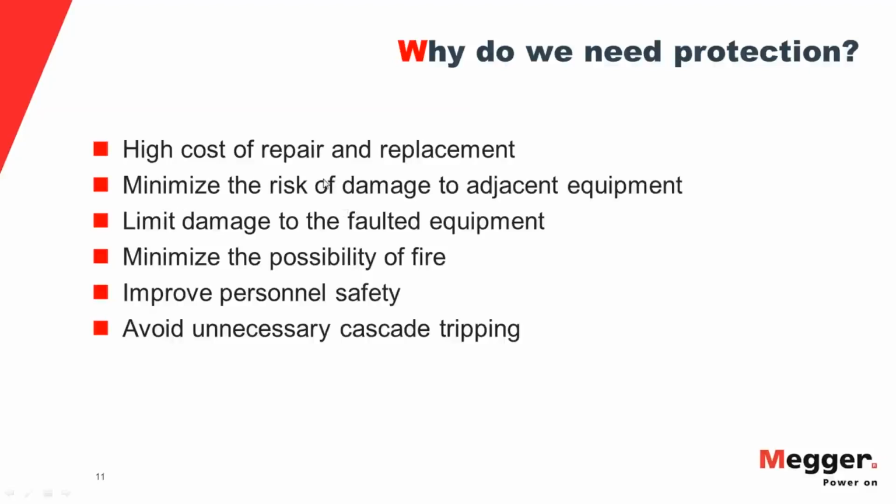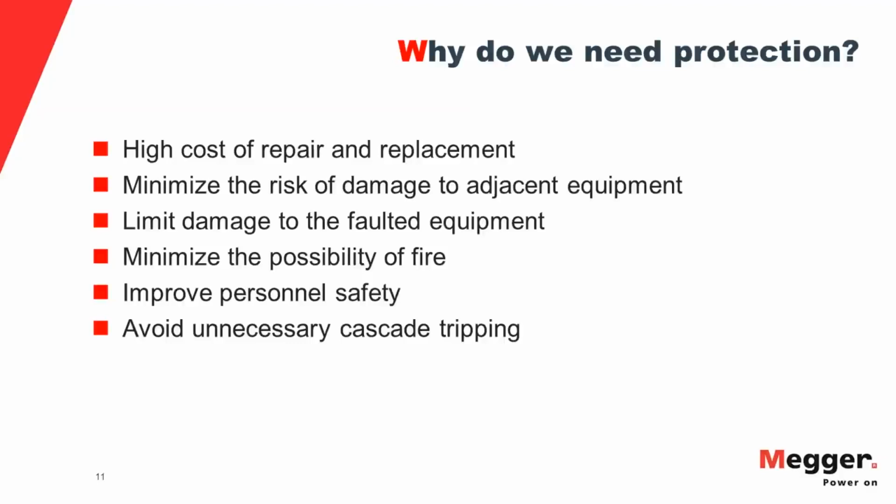We can also minimize the possibility of fire, which might occur if you don't have a good protection scheme, because there is oil involved and there are windings in the transformer, which could lead to fire hazards. And also to improve personal safety. And last but not least is to avoid unnecessary cascade tripping. If you have a good protection scheme, you can avoid backup protection schemes coming into the picture and avoid cascade tripping. So these are some of the points for why we need protection.